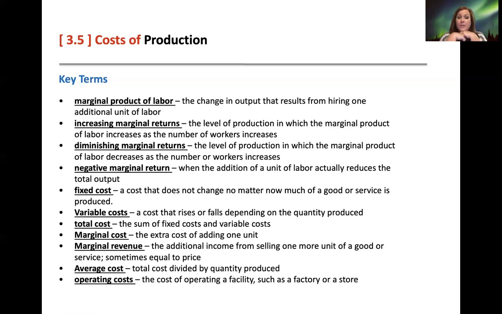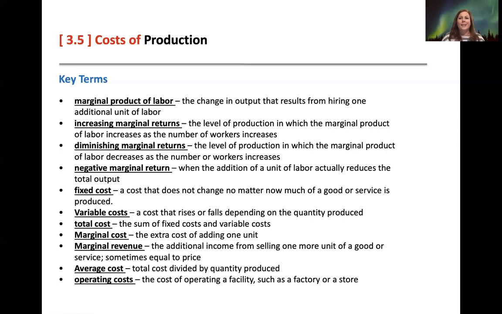Variable costs are going to be things that rise or fall depending on quantity produced. Businesses' greatest variable cost is labor. Now, one could argue, okay, well, you've got salaried employees. Those are going to be fixed for a year because they do tend to raise. But hourly employees, theirs is going to be variable. And total cost is going to be your fixed plus your variable costs.